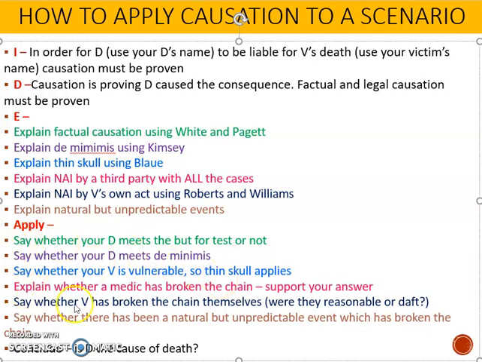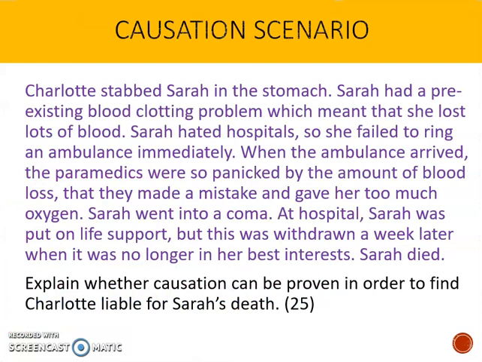Then you need to apply whether a medic has broken the chain. So if we go back to the Charlotte situation, you can see here that the paramedics made a mistake. And hopefully you're thinking of the cases when you're reading the scenarios. They always use facts that hopefully are going to make you think, oh, it's a bit like Jordan, or oh, it's a bit like Cheshire.